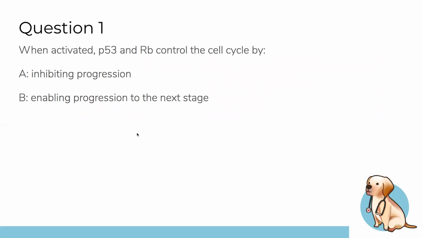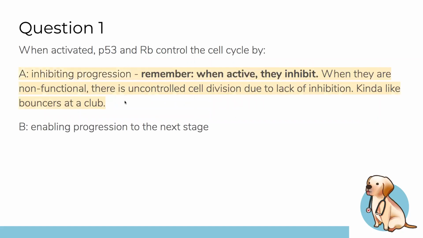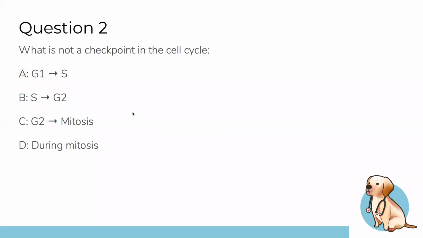Okay, cool. Yes, so it inhibits progression because when they're active, they act like brakes. I really like the brake analogy, it just makes sense. Question 2, what is not a checkpoint in the cell cycle? I really hope I change this. Just sit there and have a quick think about it.